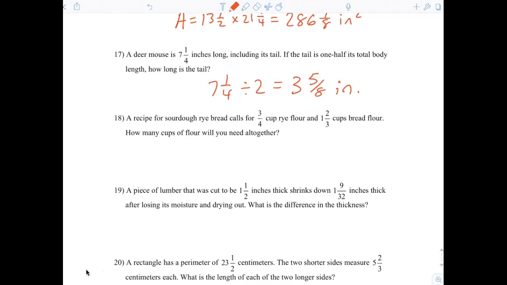All right. Now here we go for 18. It says a recipe for sourdough rye bread calls for 3/4 cups of rye flour and 1 2/3 cups of bread flour. How many cups of flour will you need all together? Hurry up. How many do I need all together? Who hasn't said anything today? Hanson. What do I have to do on number 18?